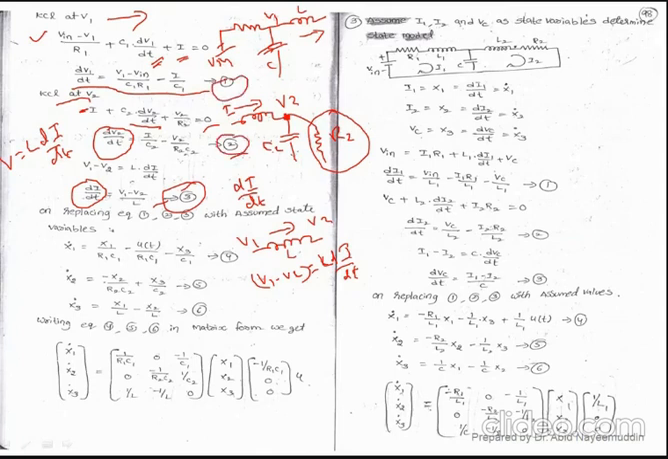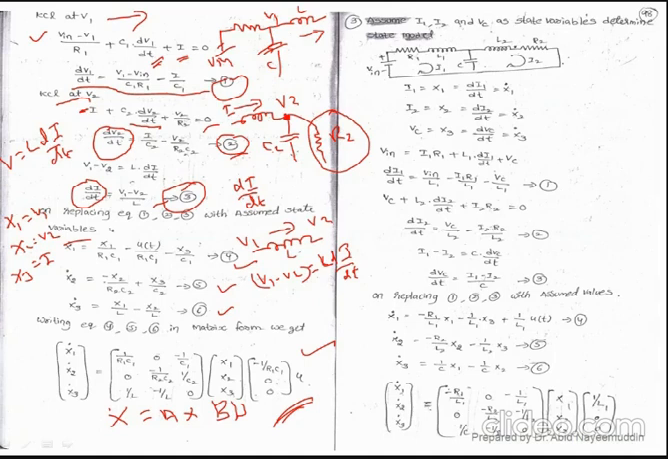By using these three equations, as already assumed, x1 is equal to V1, x2 is equal to V2, and x3 is equal to I. Replacing those terms, you will get equations 4, 5, and 6. Representing equations 4, 5, and 6 in matrix form will give you the state model. Here is the end of the problem. So this is x dot is equal to Ax plus Bu. Like this, you need to solve the problem.